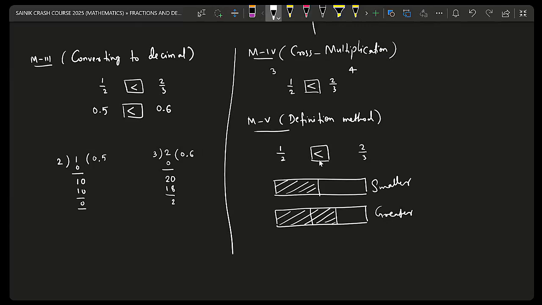But this is the conceptual understanding. 1 by 2 means take a full object, divide into two equal parts. One part will be 1 by 2. 2 by 3 means take a full object of the same size, divide into three equal parts, shade two parts. That will be 2 by 3. Now we have a comparison between the shaded parts. This has only this much shaded part and this has this much shaded part. So 2 by 3 shaded part is more than 1 by 2. That's why 1 by 2 is less than 2 by 3.